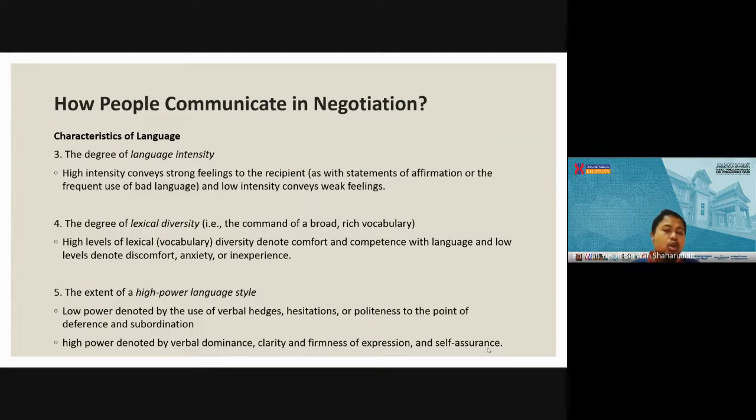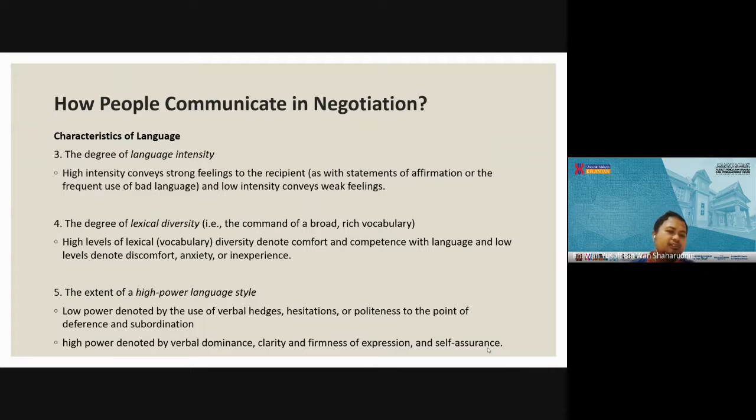But sometimes you also need to lower your tone and convey low intensity, to show that you are composed and that you are trying to get mutual gain. Both of you are trying to get mutual gain from the negotiation process.